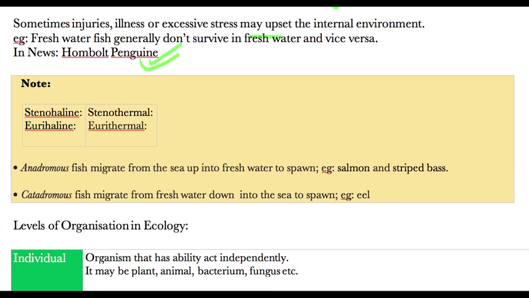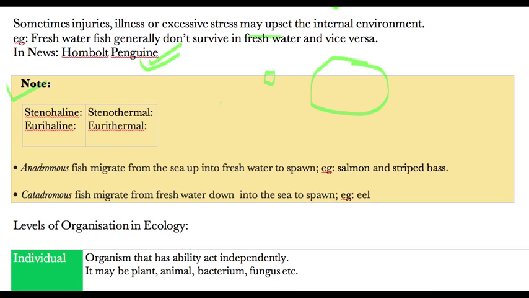One more note I want to make: there are two types of fish, stenohaline and euryhaline. You can remember steno by the name of steengunge, which has a very sharp range, and eury has a very large range. Just remember this, then you will come to know many things.